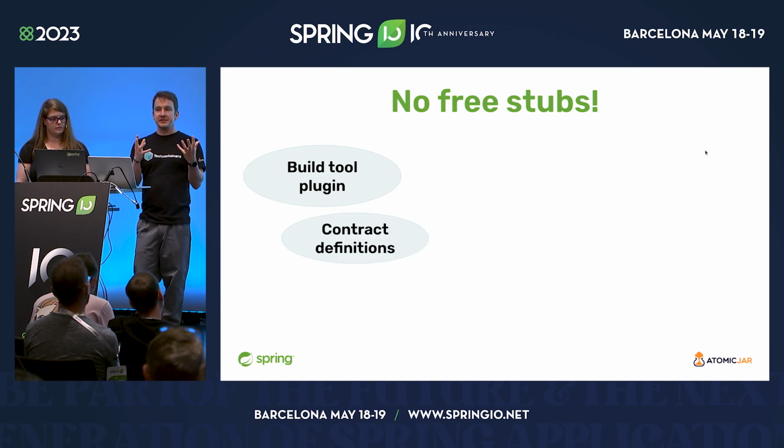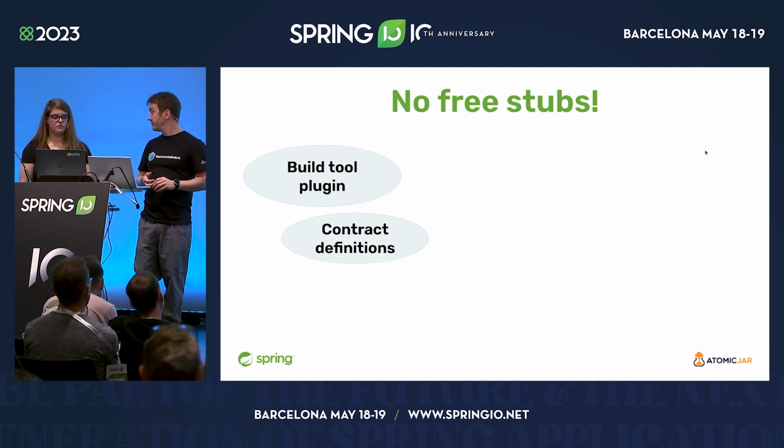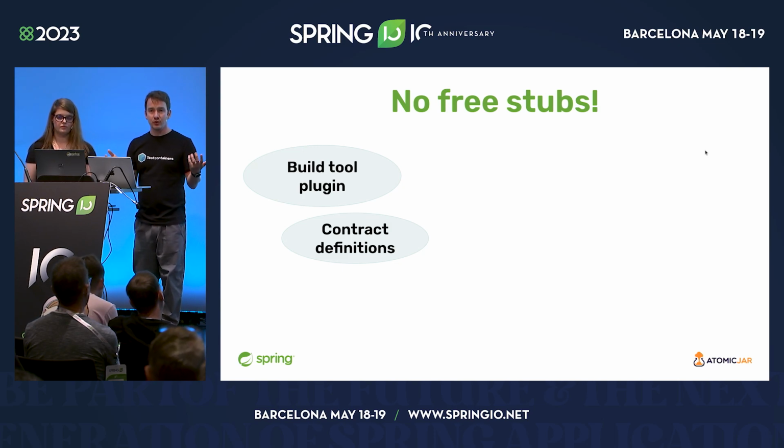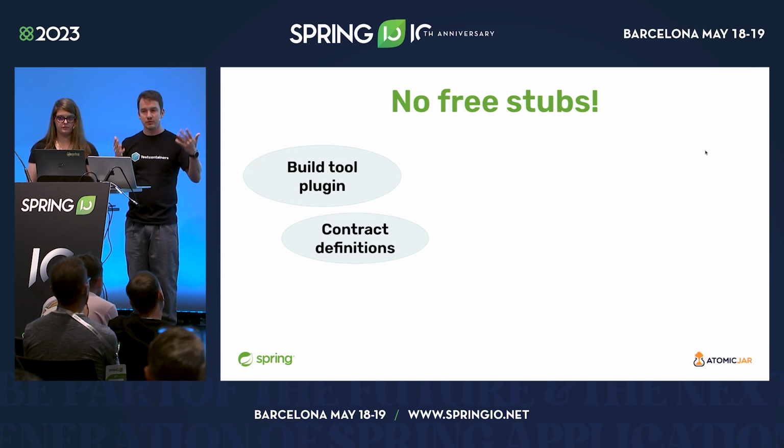You will need to specify the contract definitions, which is how you document what the API is supposed to do. And there are different formats for that. We're going to look at some examples, but you need to have the definition, which is the source of truth, what the API should be doing.